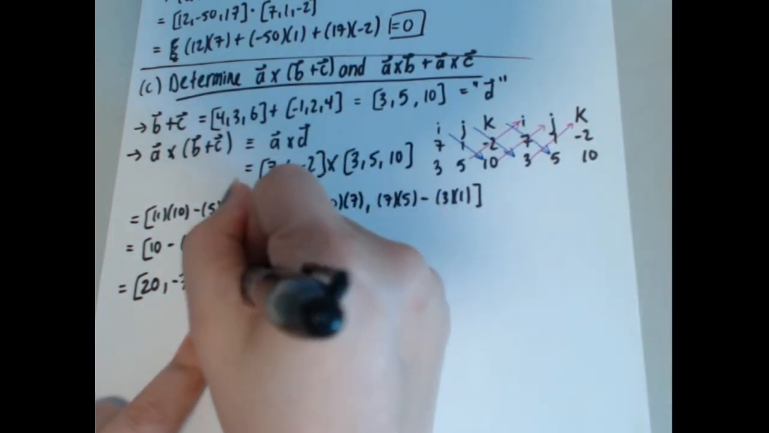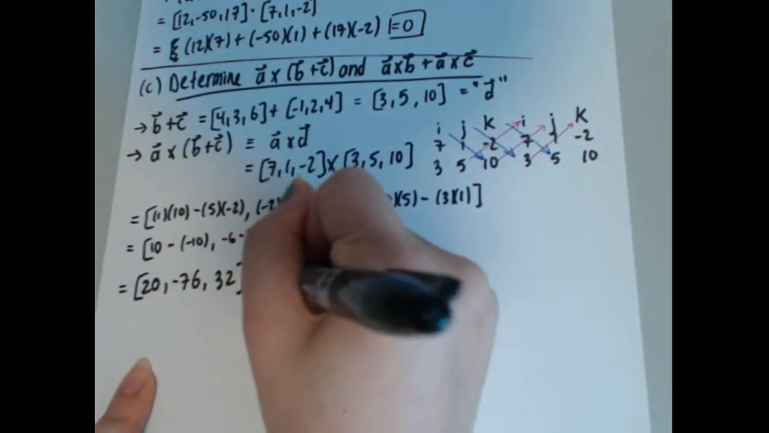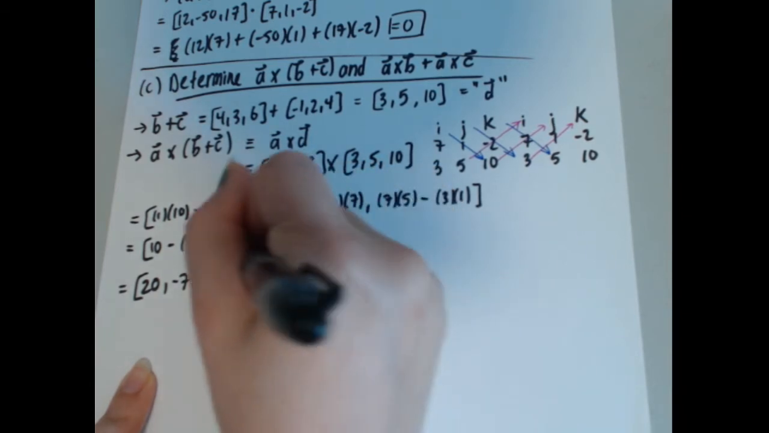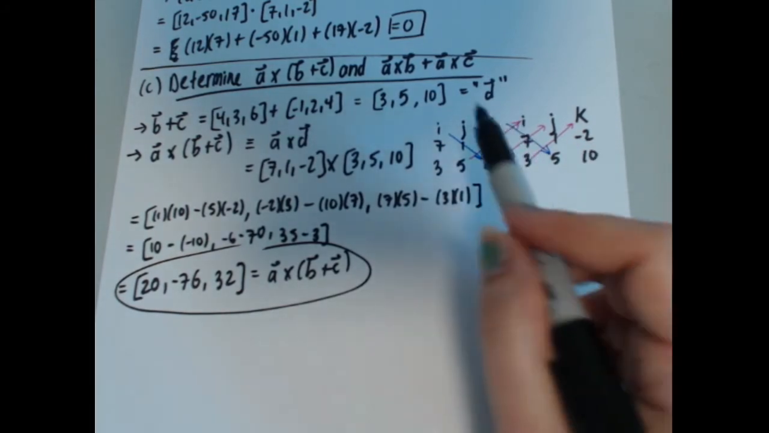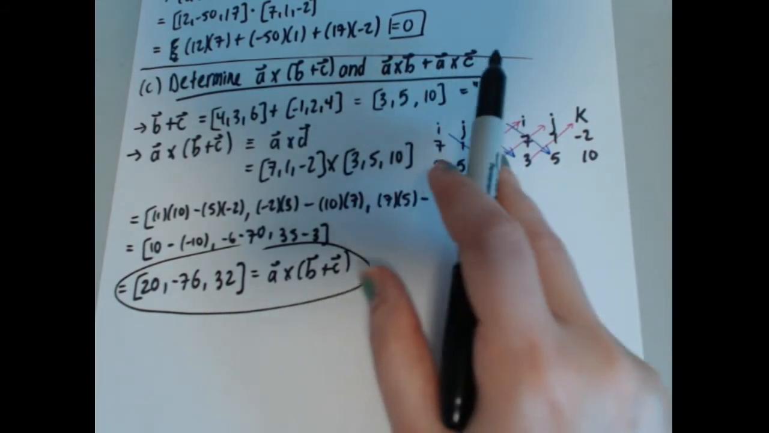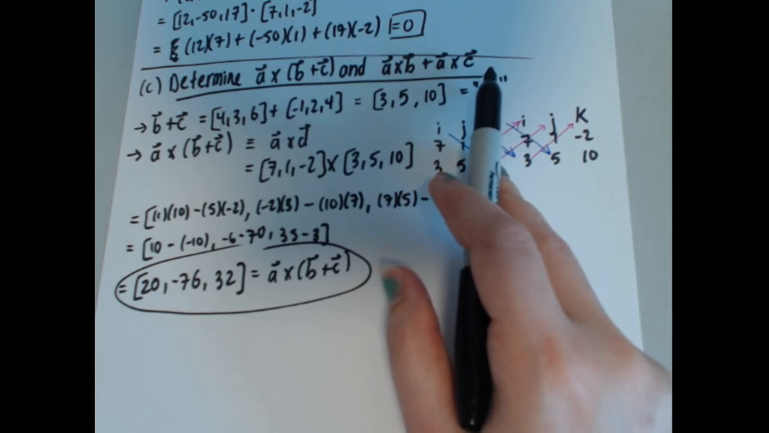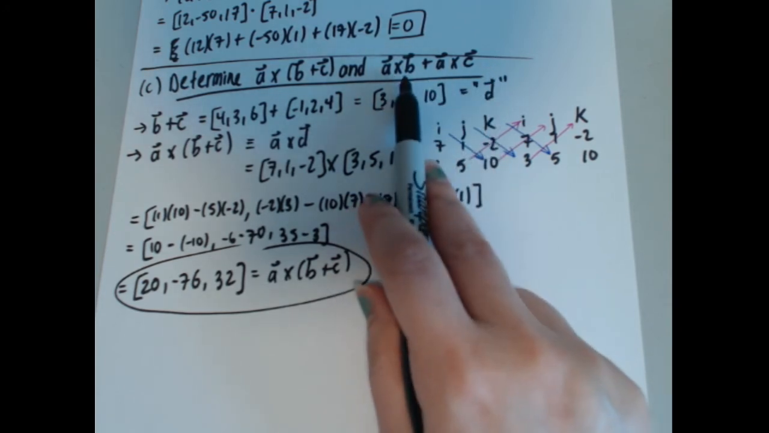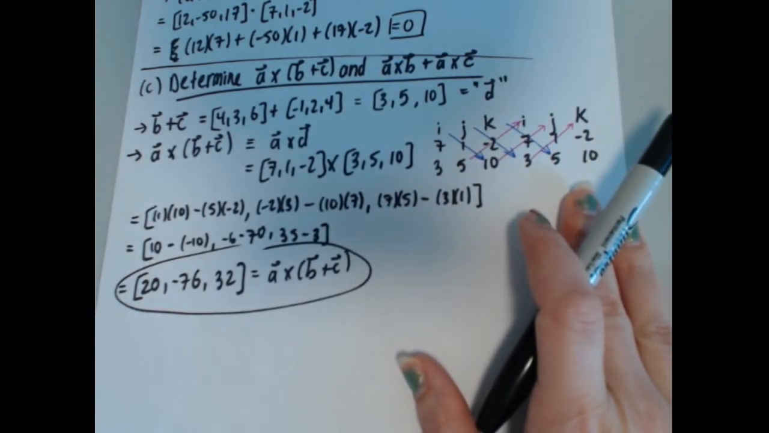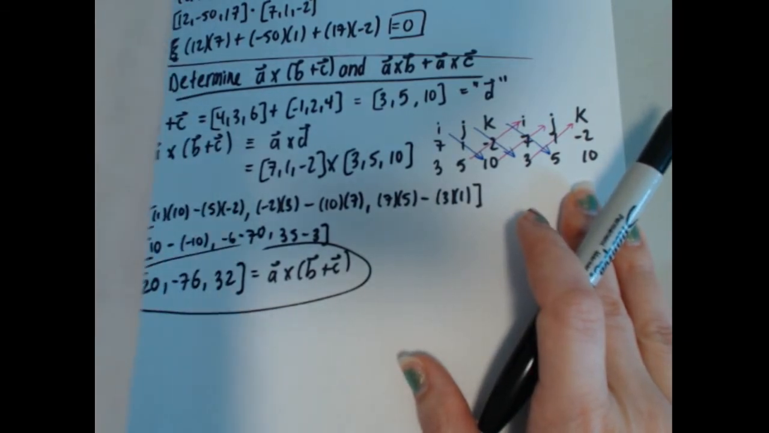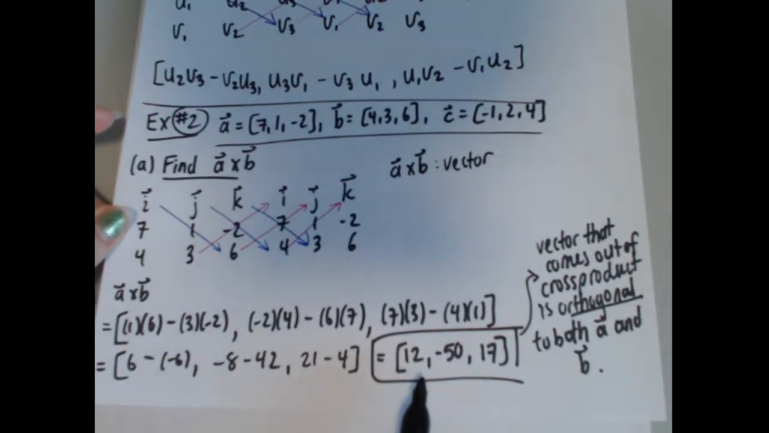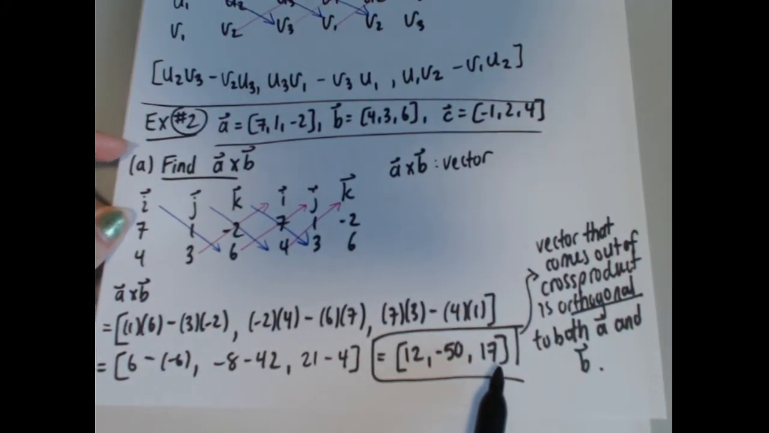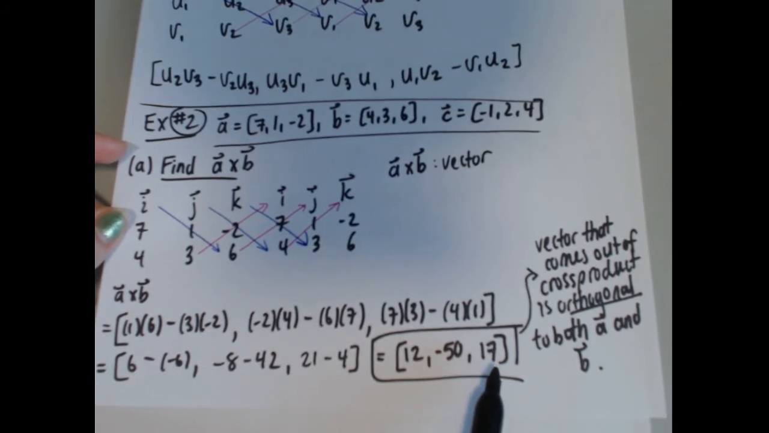All right, so let me just write this here. This is A cross B plus C. Let's just circle that for now so we don't accidentally lose it, because there's a lot of stuff here. Now, before you think, oh my God, I'm going to have to do 2 more cross products and add them together, you don't have to, because I already know what A cross B is. A cross B, we figured out way back in part A of the problem. In part A, we found A cross B. It was 12, minus 50, 17. So I just have to figure out what A cross C is, get that vector, and add it to this one.